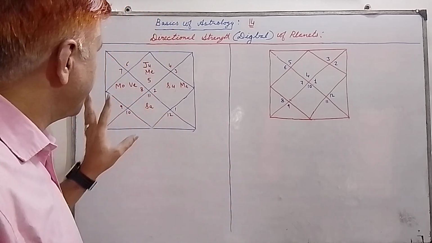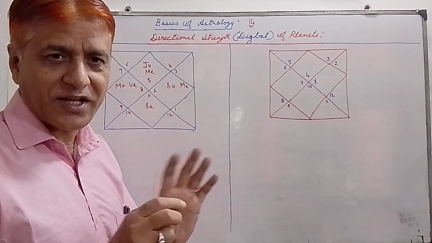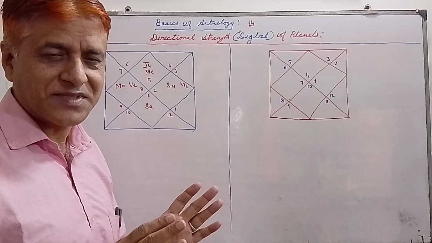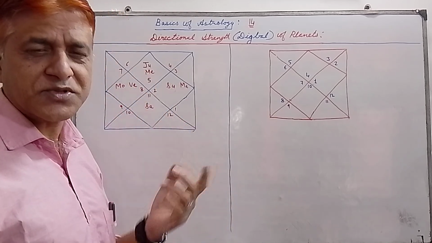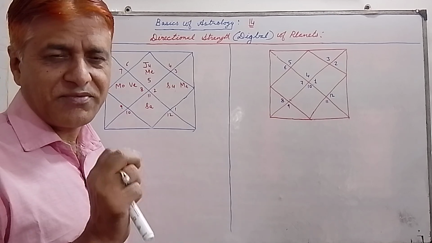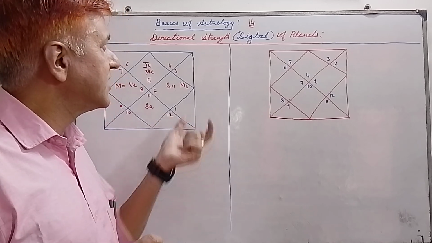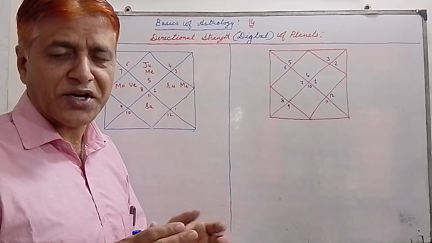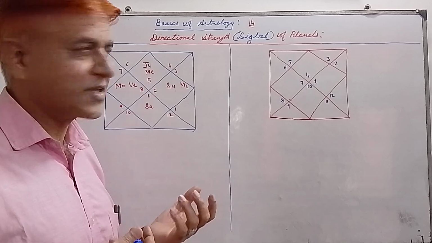Now here we will talk only about houses, not about rashis or signs. The sign may be any sign in our first house, second house, third house. We will consider only houses. And the second thing is that Rahu and Ketu are not included when we talk about Digbal of planets.